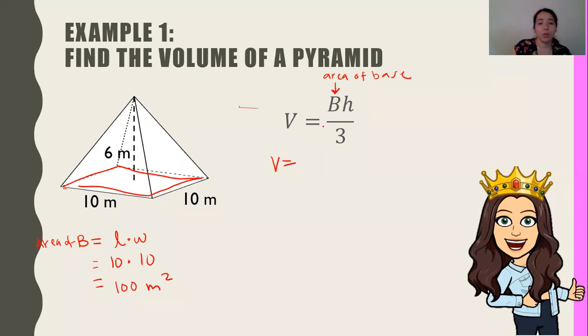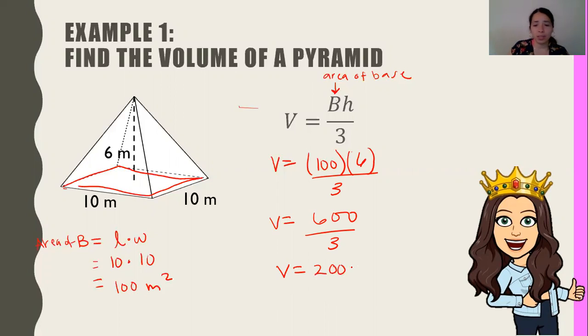So volume equals, we know that our area of base is 100. We're going to plug in, what's our height? What's the height? 6 meters. That's correct. If it's just M, it's just meters. So we have our base, we have our height, and we have to divide that by 3. So what's 100 times 6? That would be 600. We divide that by 3, and that's equal to 200 meters squared. And that is our answer.